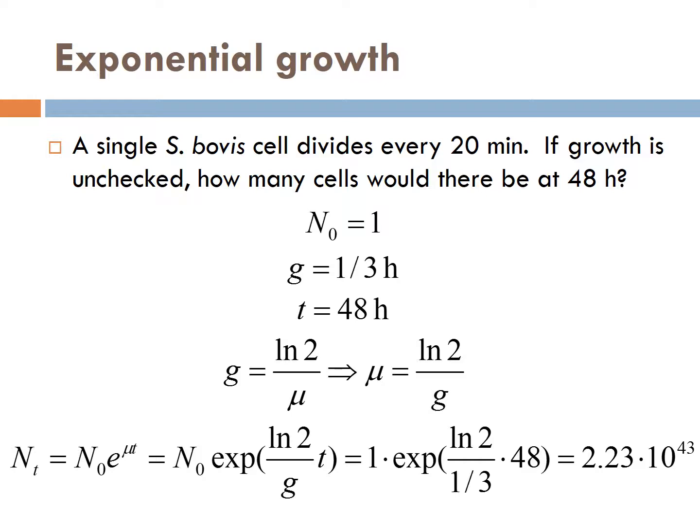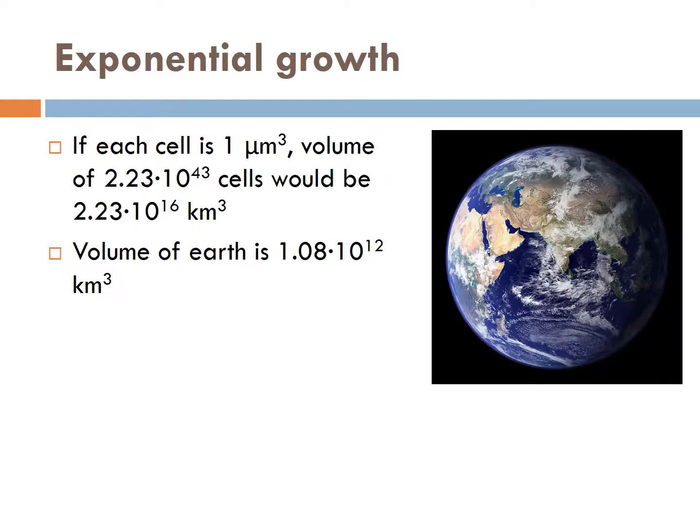This is a lot of cells. To get a sense of how many cells this is, we can assume that each cell is 1 cubic micrometer. Then the volume of that ball of cells would be 2.23 times 10 to the 16th kilometers cubed. This is 4 orders of magnitude bigger than the volume of the Earth.